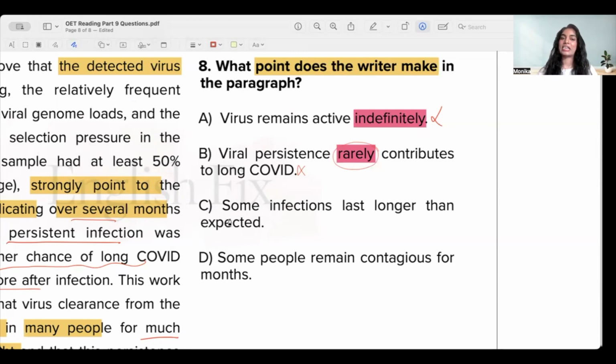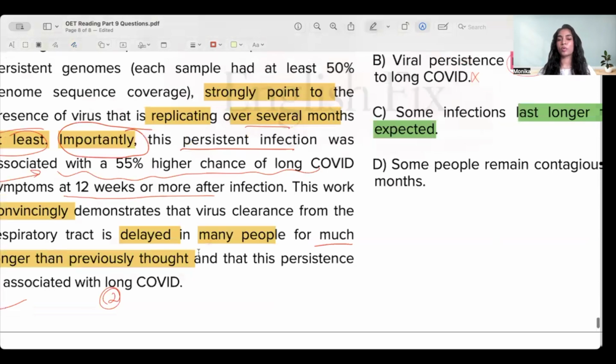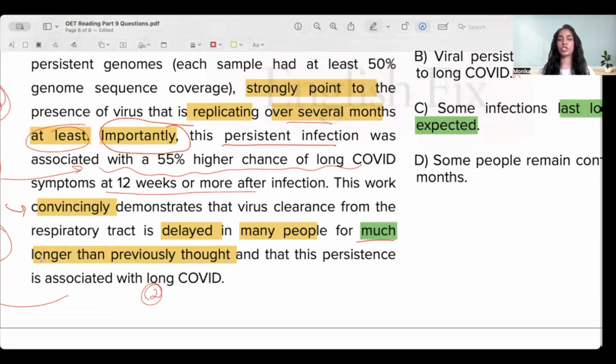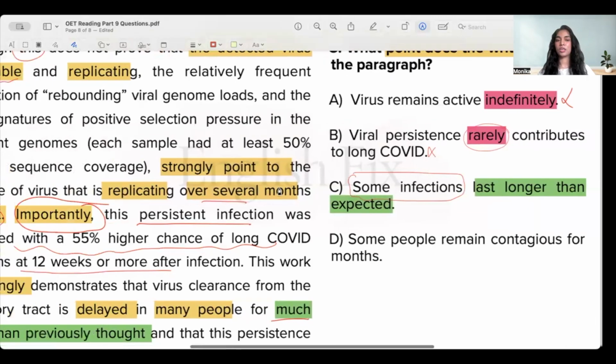Answer option C. Some infections last longer than expected. I am happy with this part about lasting longer than expected, right? Because they did not think it would last that long, because it is much longer than previously thought. However, I need to check this part about some infections. Is it correct or is it not?